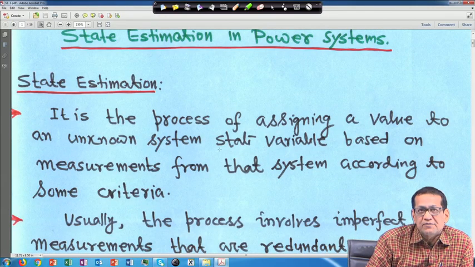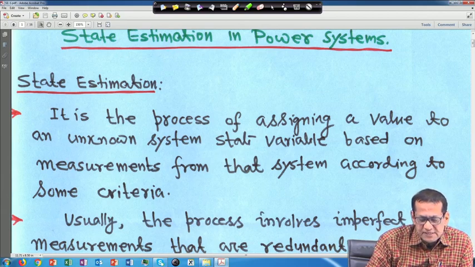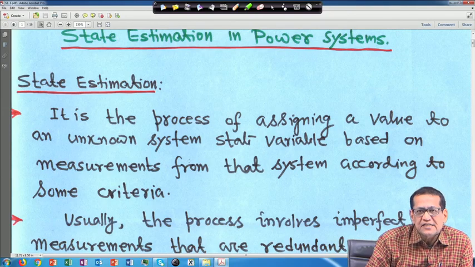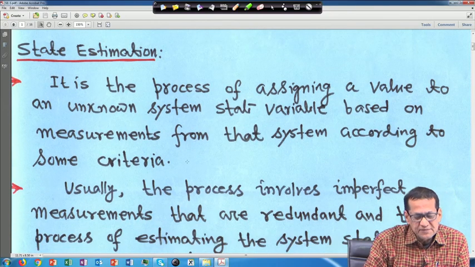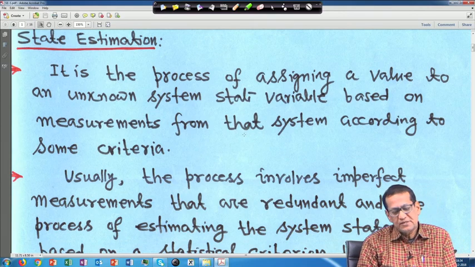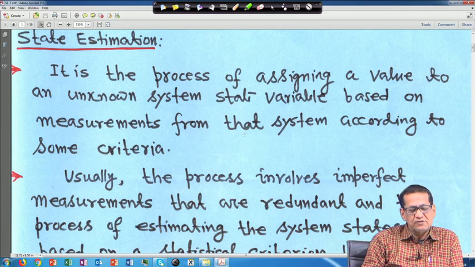So state estimation is the process of assigning a value to an unknown system state variable, based on measurements from that system, according to some criteria. We will see what that criteria is. The idea is assigning a value to an unknown system state variable based on measurements from the system according to some criteria.